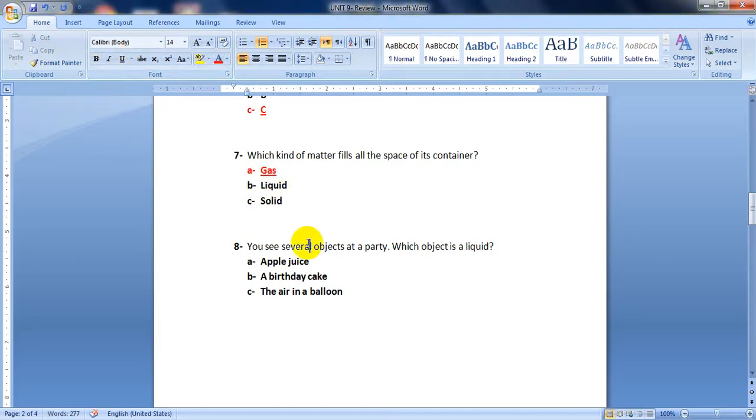The next question, number 8. You see several objects at a party. Which object is a liquid? Apple juice, a birthday cake, or the air in a balloon? Which one here is a liquid? Of course it will be the juice. So it will be letter A.